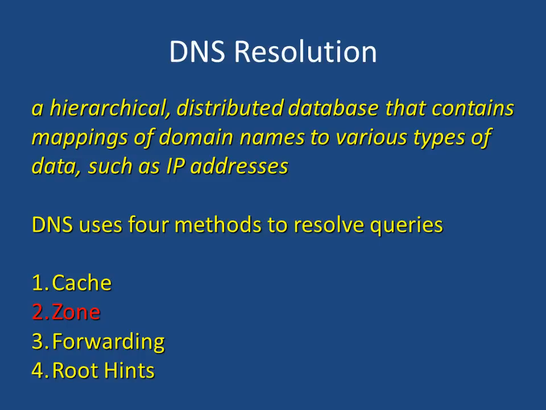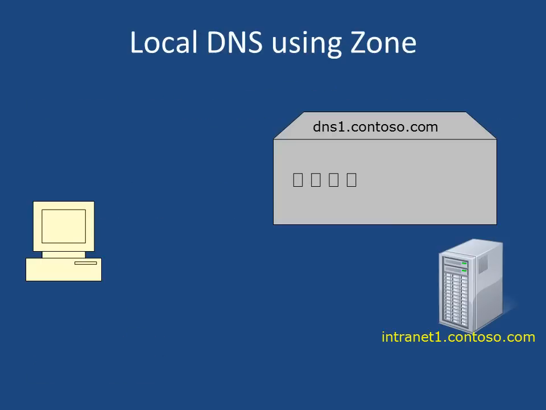DNS uses four methods to resolve queries, namely cache, zone, forwarding and root hints, in that order. The first one, the cache, we're going to look at later, but today we're going to have a look at zones. So we're going to have a look at DNS on a zone and how a zone is used to resolve DNS queries. So let's look at our scenario again.